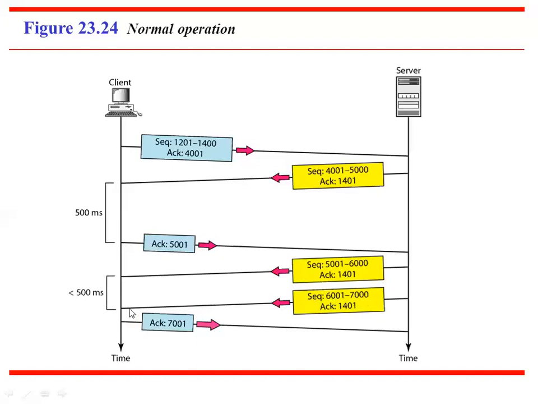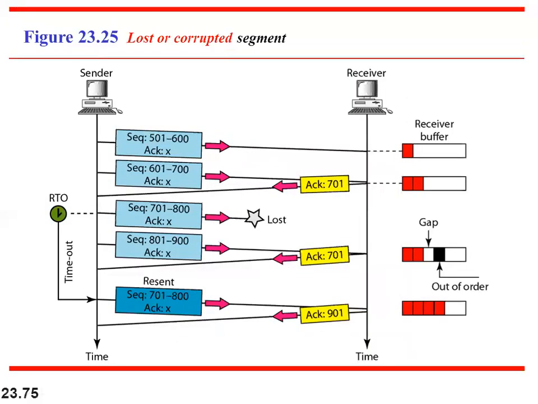So as I said, we can use cumulative acknowledgement in TCP, wherein instead of sending an acknowledgement for each segment separately, the client can send an acknowledgement for the next byte, considering both the segments. That is, the client has received data bytes up till 7000, so it is sending an acknowledgement with number 7001. So the next expected byte the client is expecting to receive is 7001. This was the normal operation.